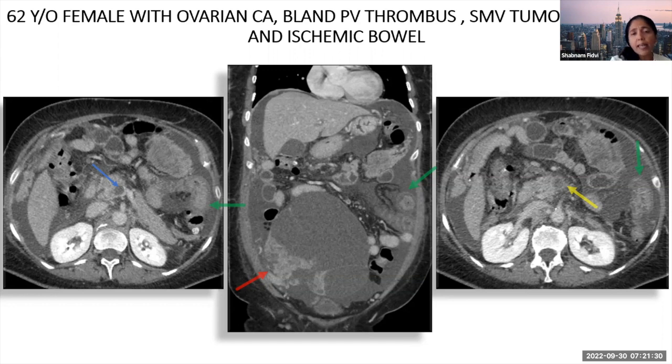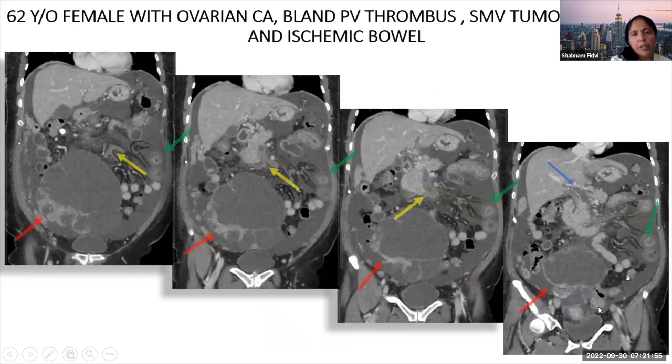She incidentally had a large solid and cystic mass within the abdomen and pelvis, which was thought to represent an ovarian cancer, shown by the red arrow. And what I'd like you to pay attention to is that the jejunal small bowel loops within the left flank actually show hypoenhancing bowel wall, which is suspicious for ischemia.